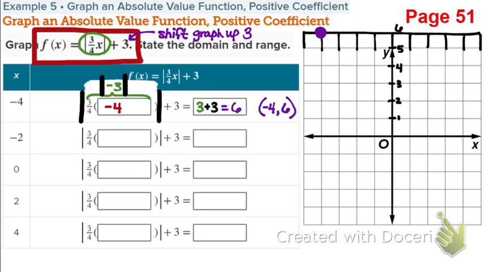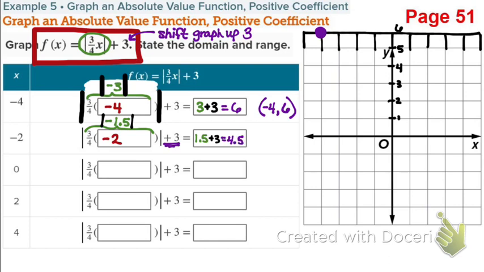What's the next value they want me to substitute in for x? Negative 2. What is 3/4 times negative 2? Negative 1.5. What's the absolute value going to do to that number, though? It's going to make it a positive, so I have 1.5, and then I have to remember to add the 3 to that. What's 1.5 plus 3? 4.5.